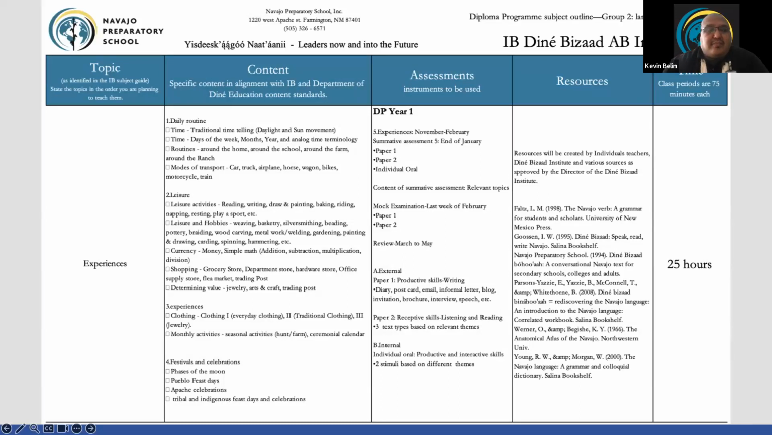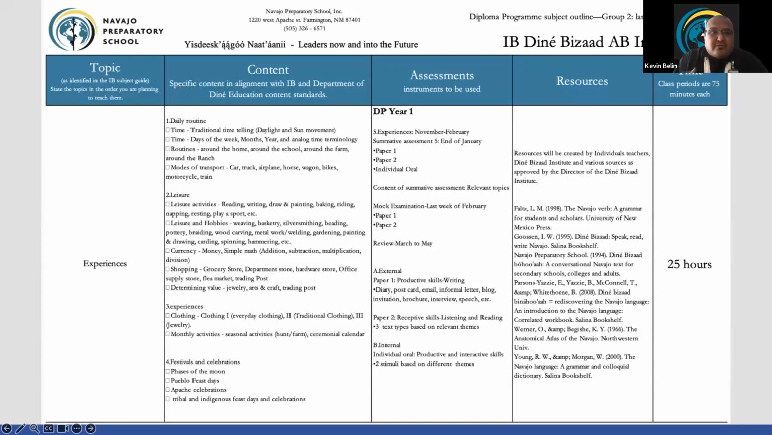When we look at the IB program, we're constantly pressuring them to ensure that they recognize our Dene language so that students can be able to take Dene Bazaad Ab Initio. So what we're doing now is we've created this framework, we've created the themes, we've created the units, and we're implementing it now so that we show that we're prepared for this.